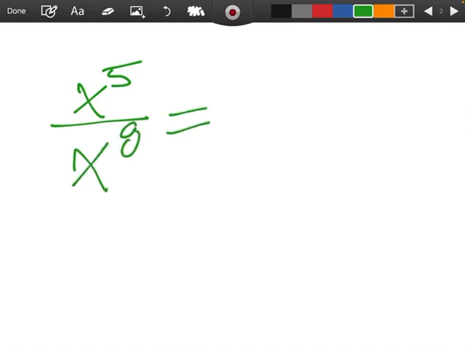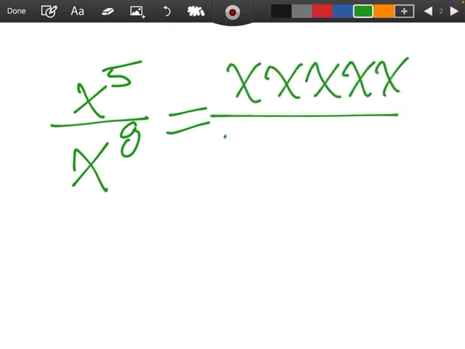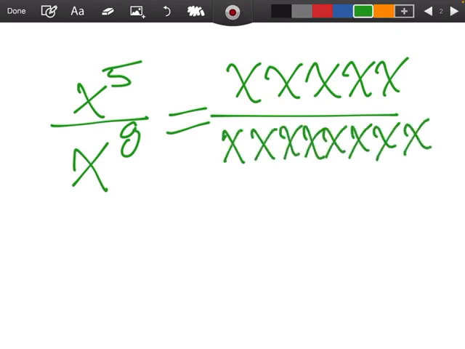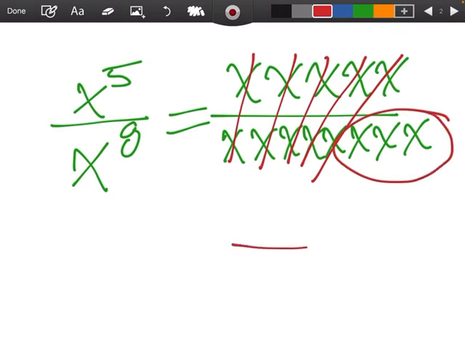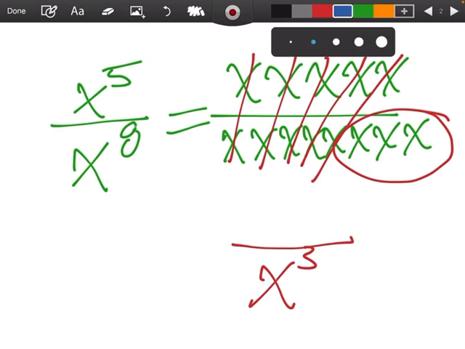Now the question is, what happens if we have a similar problem, but it's reversed, meaning the exponent on the bottom is bigger? Well, I can actually do the same thing. Look, 1, 2, 3, 4, and 5, and 1, 2, 3, 4, 5, 6, 7, and 8. And now I can go 1, 2, 3, 4, 5, and look how many x's I'm left with. I'm left with 3 x's, but they are on the bottom. Now, y'all, I don't see it here, but remember, the number in front of that x is really a 1.